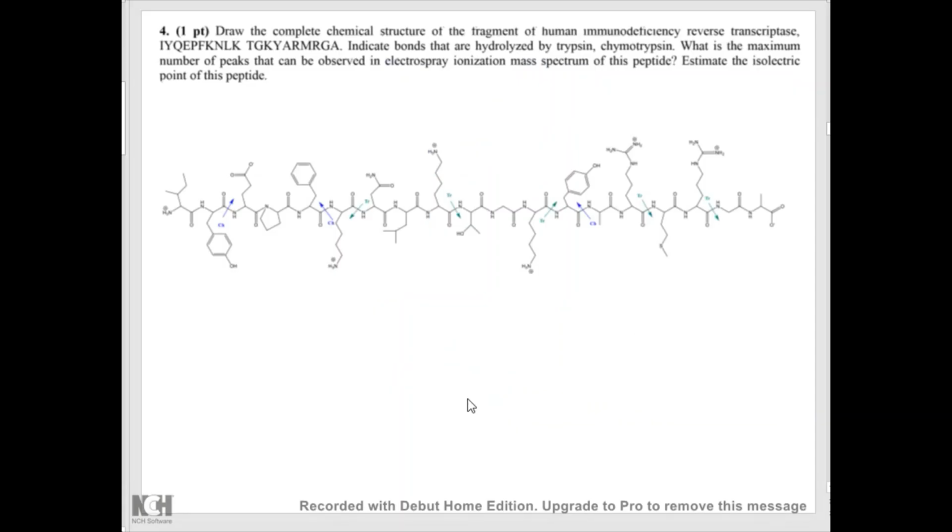Question number 4 asks you to work with a peptide, and the first question is to draw the peptide and indicate bonds that are hydrolyzed by trypsin and chymotrypsin. So of course, here is the answer. Of course, so you have it. It's posted on web courses.